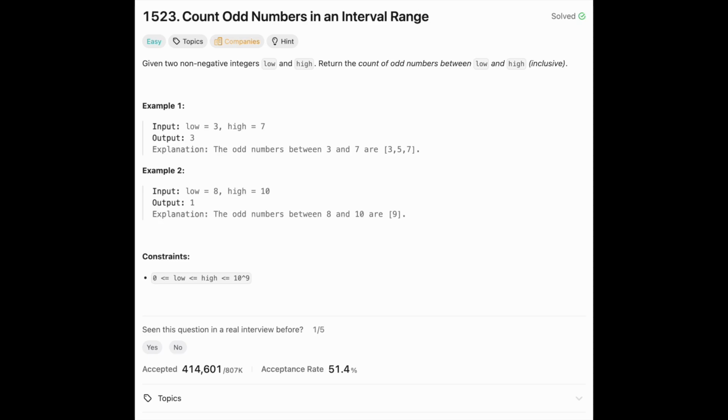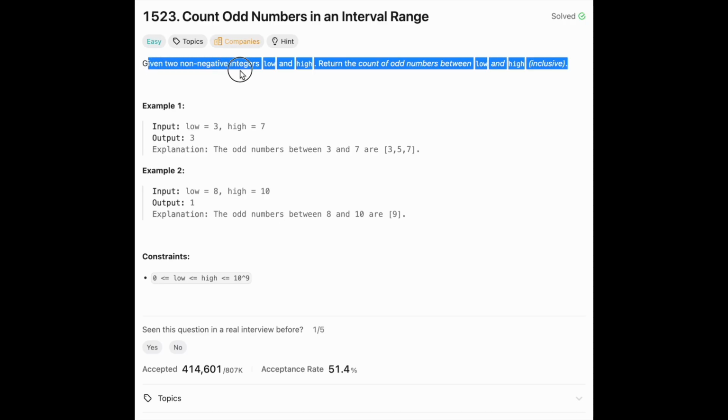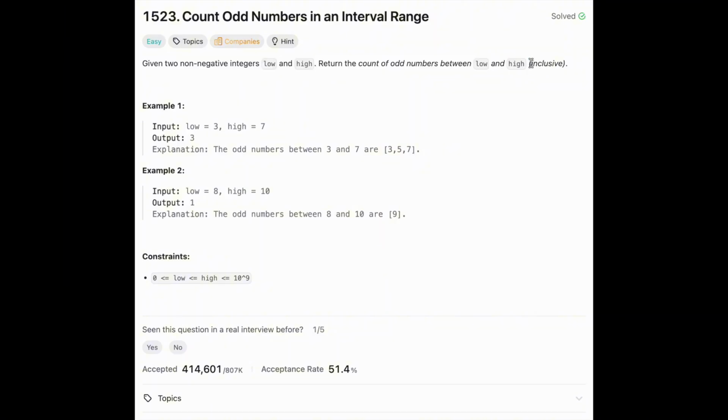Hi everyone, welcome back. Today we are solving count odd numbers in an interval range. So the problem tells us that we are given two non-negative integers low and high, and we want to return the count of odd numbers between low and high. And the key is that they are inclusive.